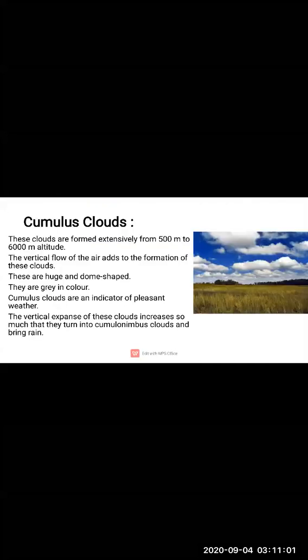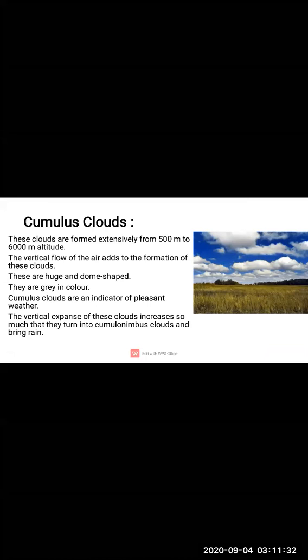Now, children, we will study the other 2 types. We have seen three types already. We are going to see the other 2 types, that is cumulus clouds and cumulonimbus clouds. So what are the features of cumulus clouds? These clouds are formed extensively from 500 meter to 6,000 meter altitude.